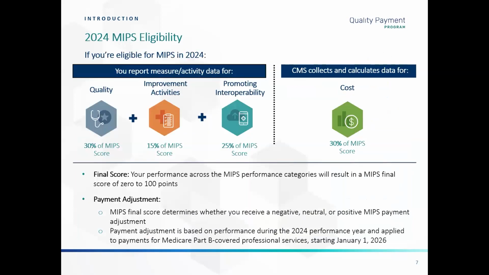So MIPS eligibility, as I mentioned, you report data for the 3 performance categories listed here. And on the right, you see that CMS does the calculation for cost, so you don't have to do anything for cost. So you see the number of points you can achieve is 100. And that's made up of adding up the percentages here. So promoting interoperability is 25% of your score. Next slide, please.